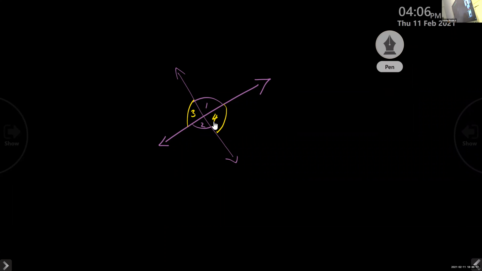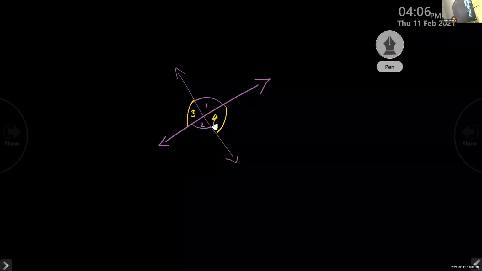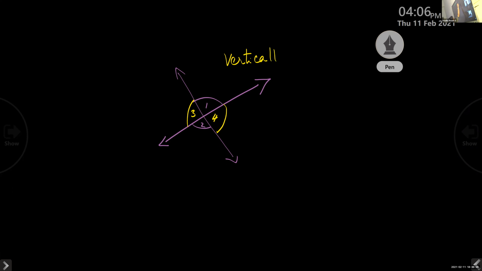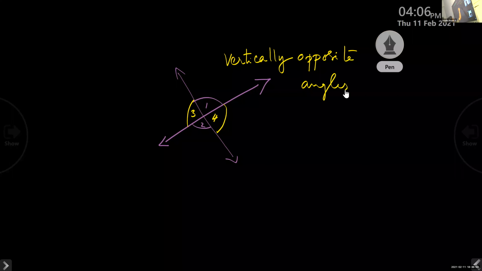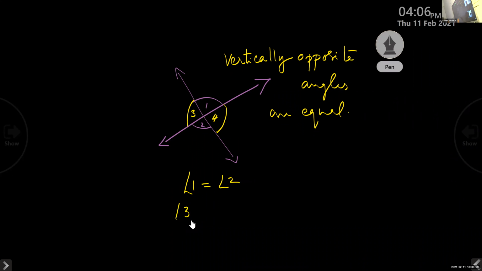3 and 4. So vertically opposite angles means they are opposite to each other and they have a peculiarity. What is that? They are opposite. Then one more quality is there. They are equal in measure. Vertically opposite angles are equal, isn't it? So we can say angle 1 is equal to angle 2, and angle 3 is equal to angle 4.